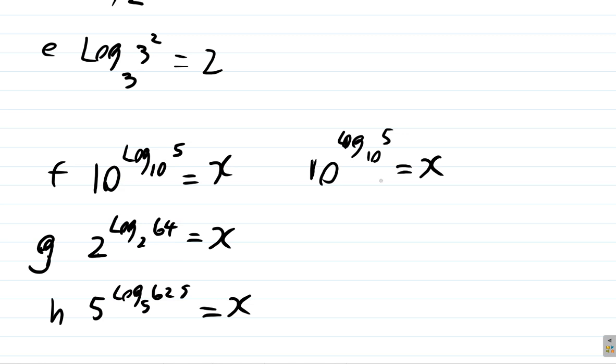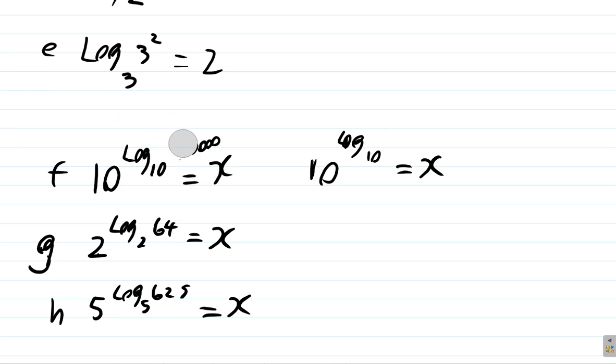Oh, my mistake, this should not have been 5. I wrote the wrong thing here. It should be 1 and 5 zeros, which is 10 to the 5. Or I could even write the 1 and 5 zeros. Same thing, right? 1 and 5 zeros would be what? 100,000. 1, 2, 3, 4, 5.